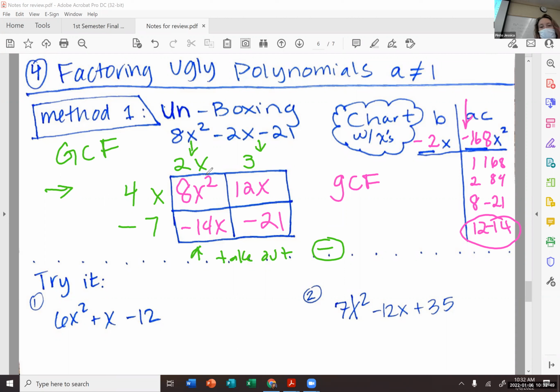Just as if we were multiplying this out, our final answer is 2x plus 3, and then, wait, that doesn't look like a 4. 4x minus 7.